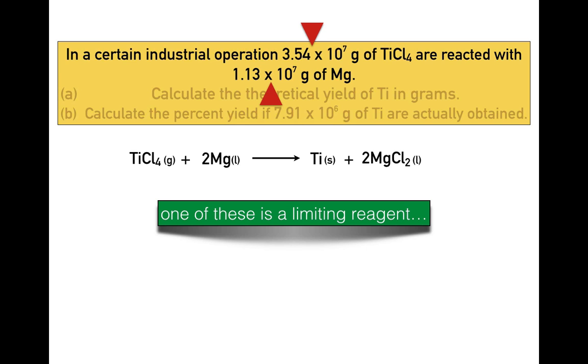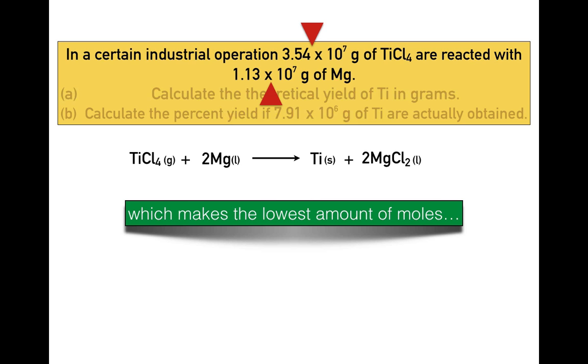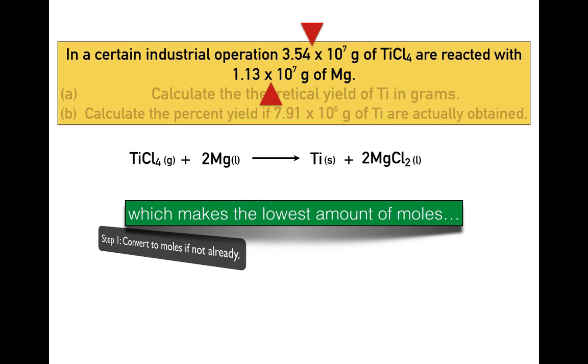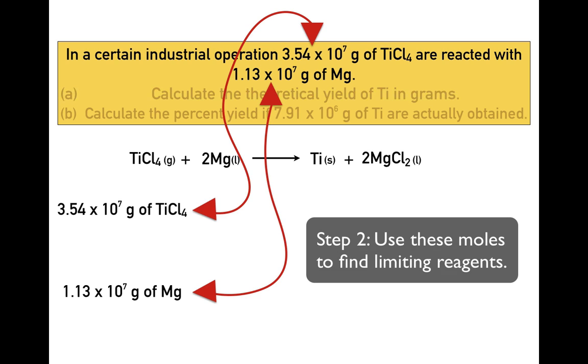Let's go ahead and start off. Here we have our givens. One of these is our limiting reagent. Our reaction is limited by one of these two reactants, and we need to find out which one. You'll notice that they're both in grams, so I need to convert these units of grams into moles. Which one makes the lowest amount of moles? 3.54 times 10^7 grams of titanium chloride, or 1.3 times 10^7 grams of magnesium. So I'm going to convert both of them into moles.